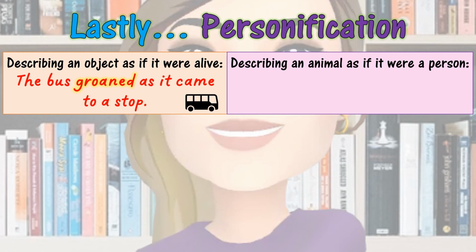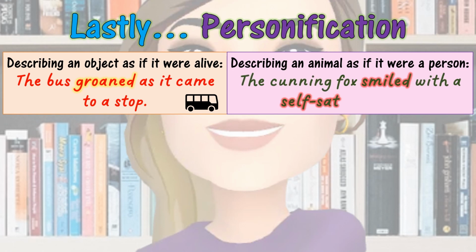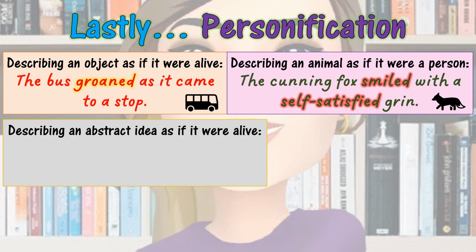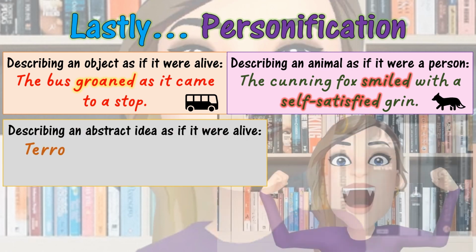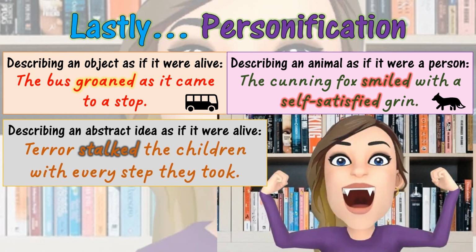You could describe an animal as if it were a person. The cunning fox smiled with a self-satisfied grin. A person can smile and feel self-satisfied, whereas a fox cannot. Or you could describe an abstract idea as if it were alive. Terror stalked the children with every step they took.